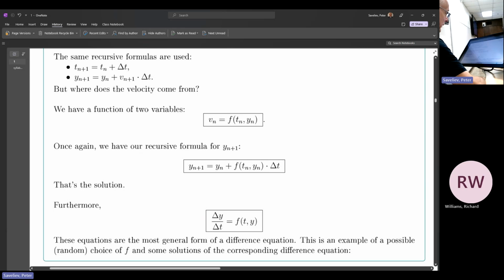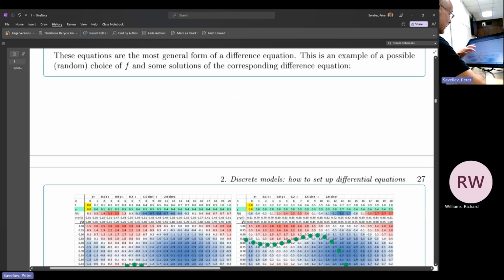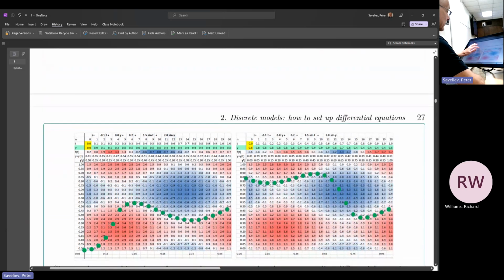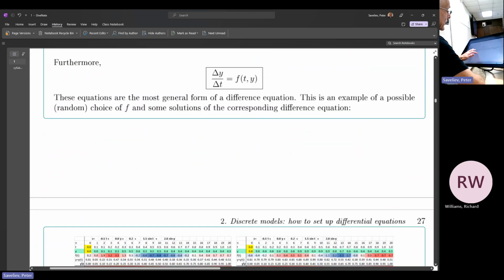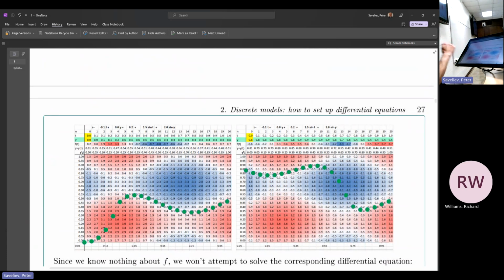So delta y over delta t is f of t, y. That's the difference quotient, meaning incremental velocity, expressed in terms of time t and location y. Once again, you take the limit, that's what you can produce. But before taking the limit, let's model it a couple of times. So here's some function f that is picked. That function f depends on both time and space.